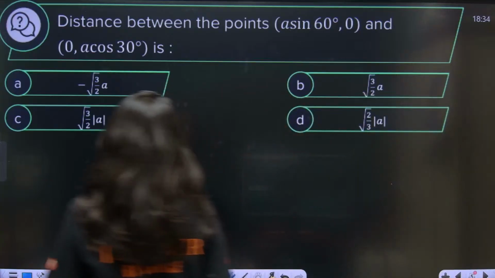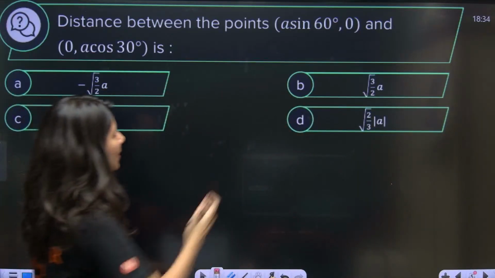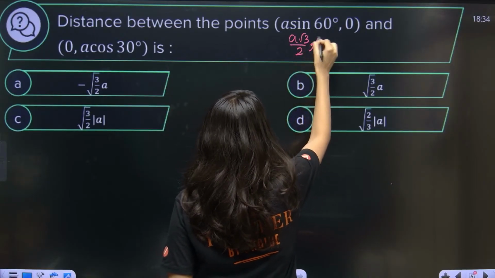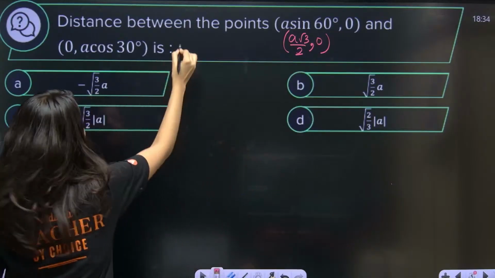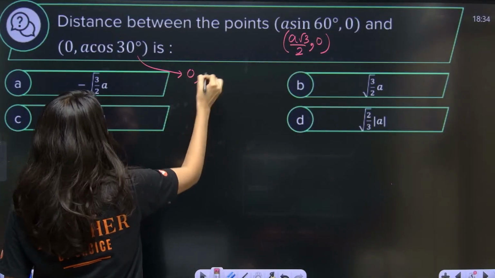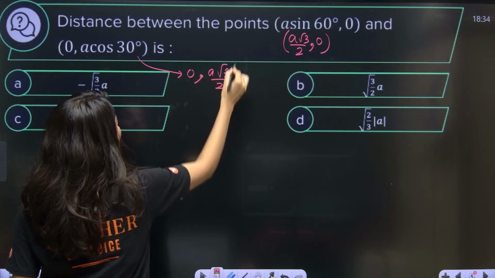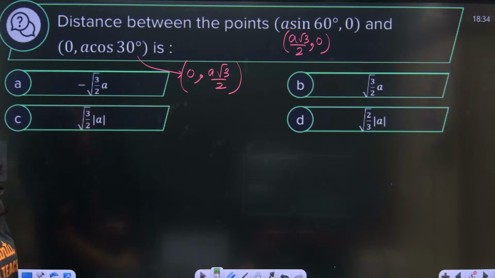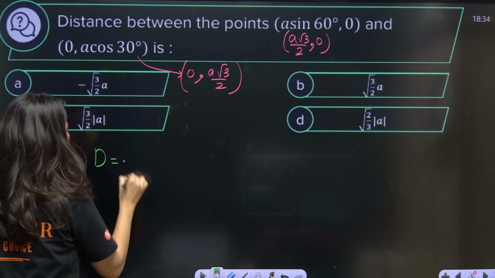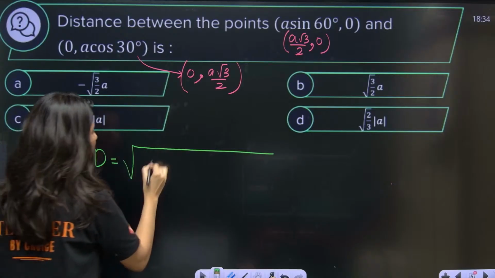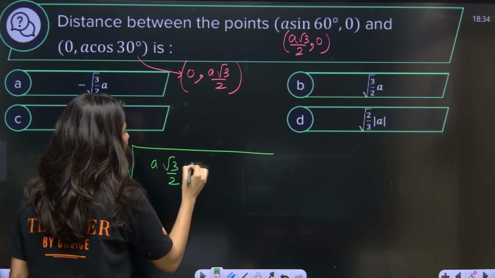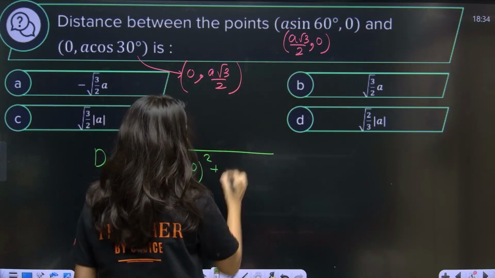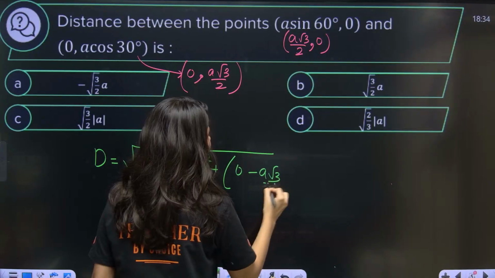Okay. So the distance between the points A sine 60 degree, comma 0, where A sine 60 degree is nothing but A root 3 by 2, comma 0. This is one point. And 0, comma A cos 30 degree, which is also A root 3 by 2. So distance D is going to be equal to the square root of A root 3 by 2 minus 0 whole square, this minus this, and plus 0 minus A root 3 by 2 whole square.